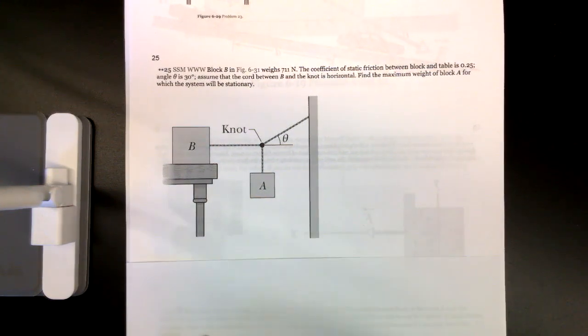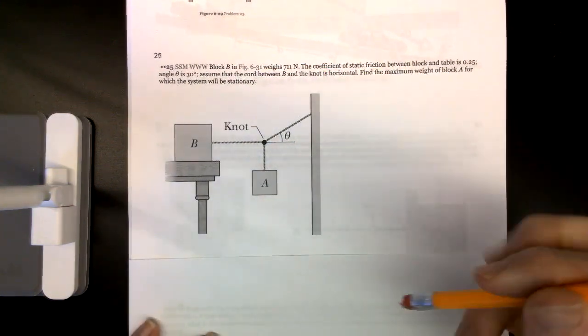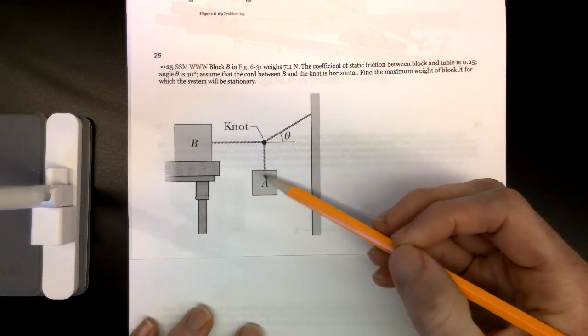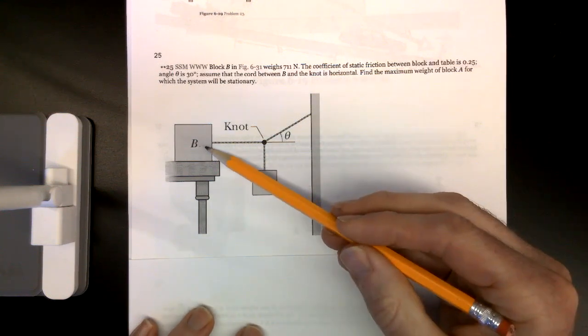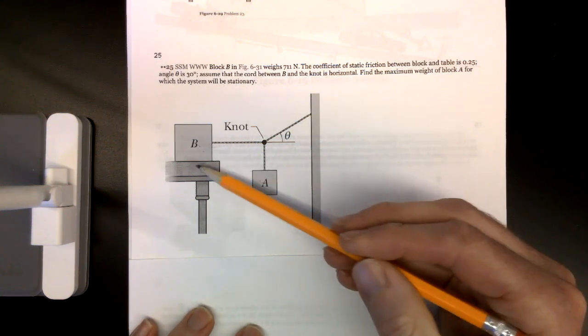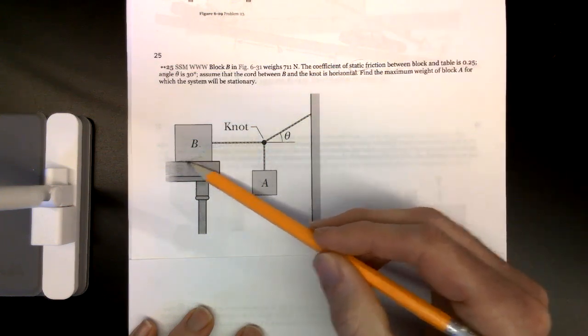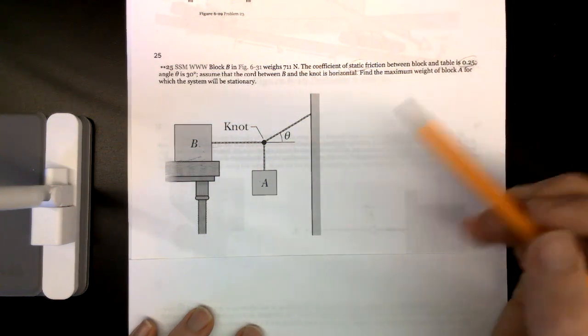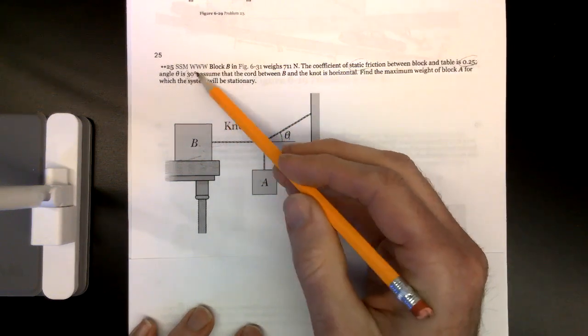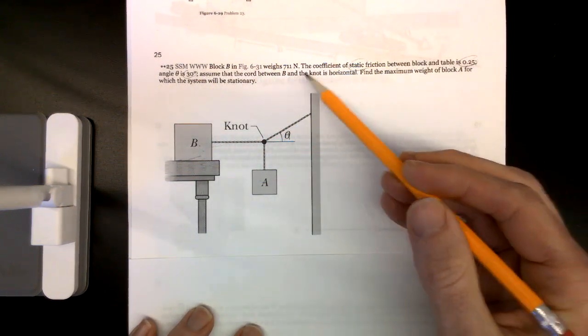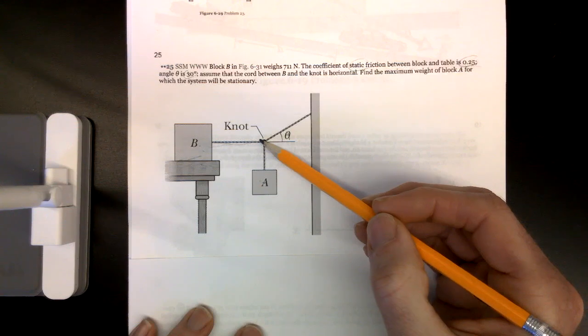Now let's take a look at problem 25 from chapter 6. It's a pretty interesting problem. I like it. And we have this sort of strange setup. We've got two blocks, one suspended, one on a table. The coefficient of static friction is given as 0.25. We've got this angle given as 30, and it says that this cord is horizontal right there.